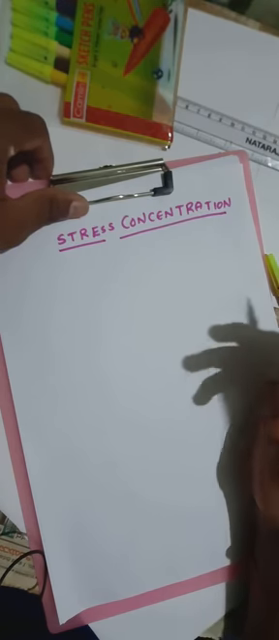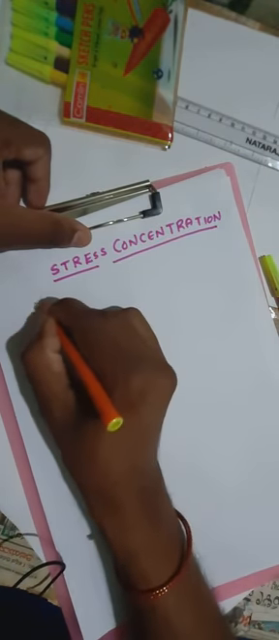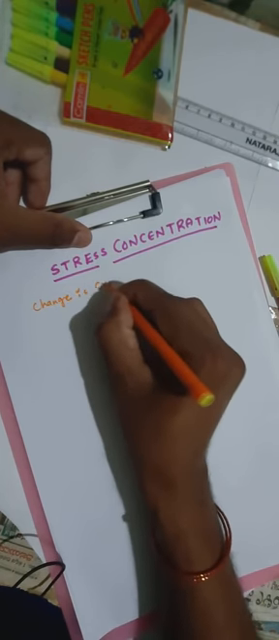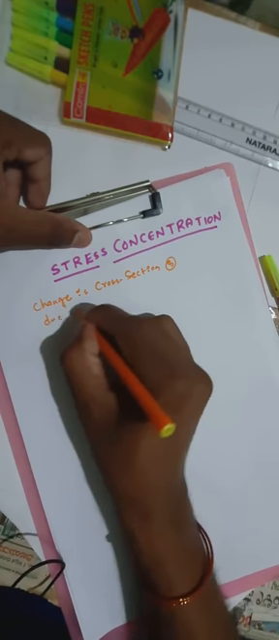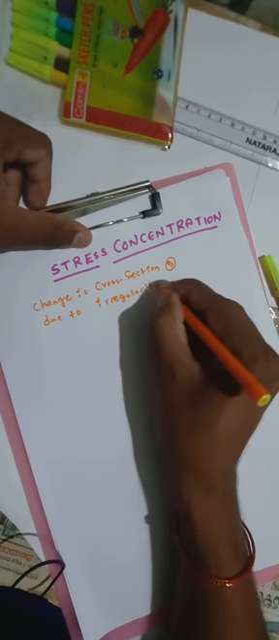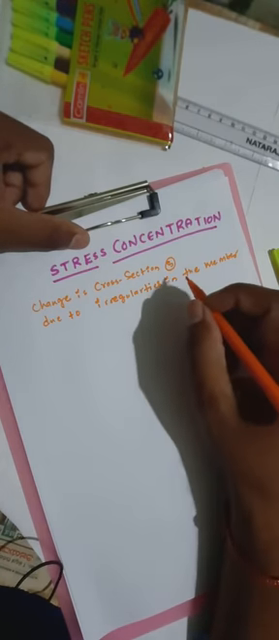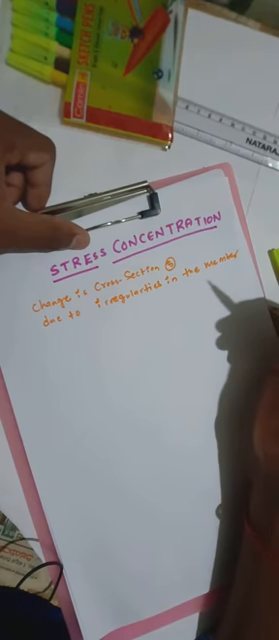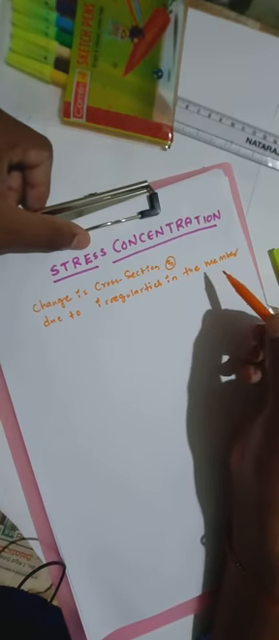Stress concentration is defined as the concentration or localization of stresses in a member, either due to change in cross section or due to irregularities in the member. This is why stress concentration takes place in a member. Okay, this is what stress concentration is.